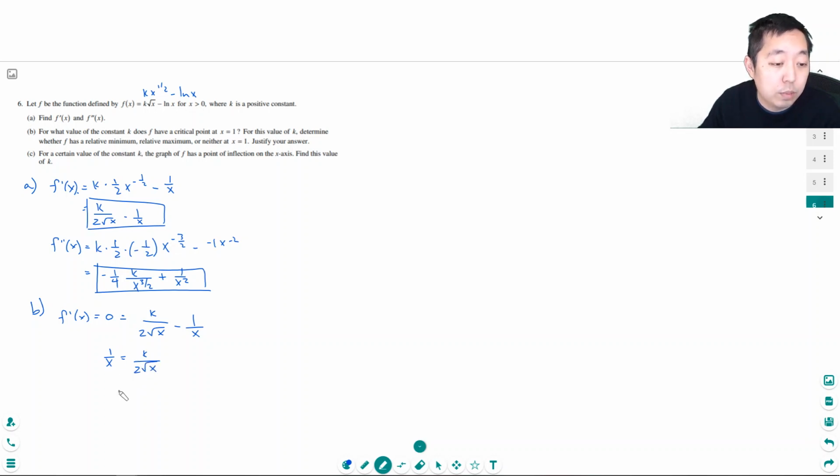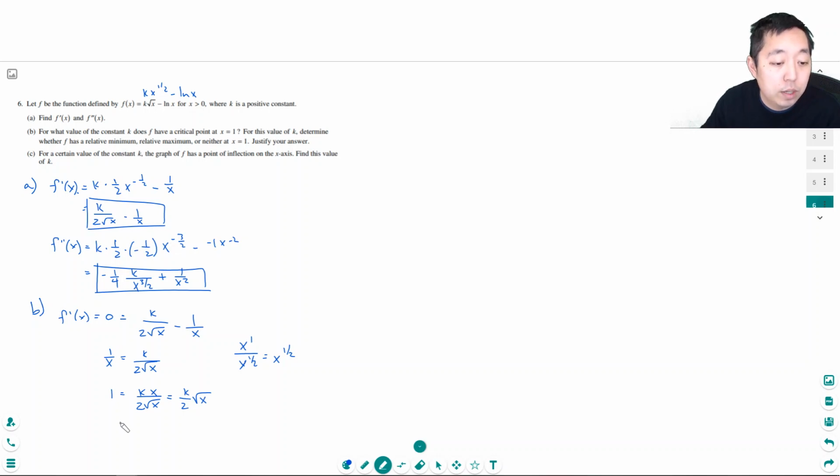I can multiply through by x, so I get 1 is equal to k x over 2 root x. X over root x is just square root of x. You could see that by multiplying by root x over root x, or you can do it by exponents: x to the 1 over x to the 1 half, I subtract the exponents, and that's x to the 1 half, the square root of x. However you want to see it, x over root x is square root of x.